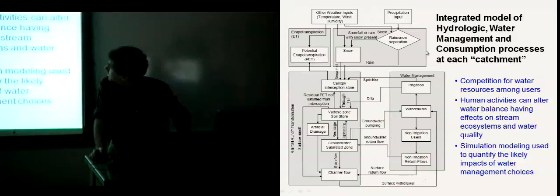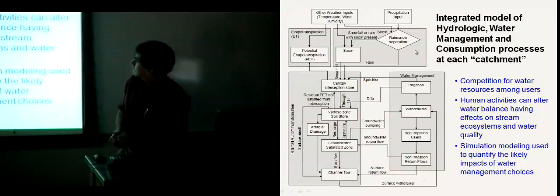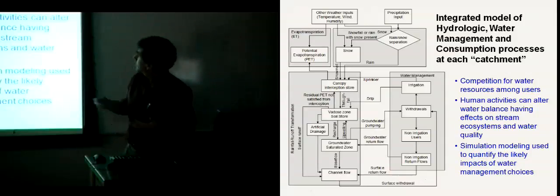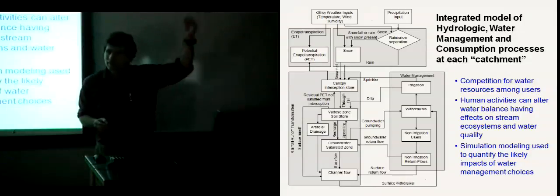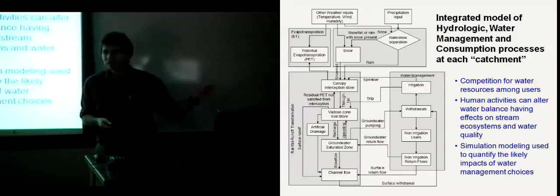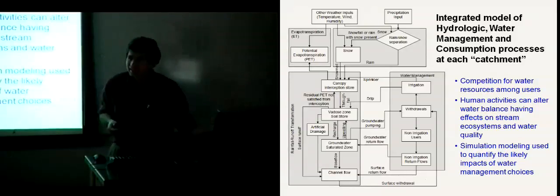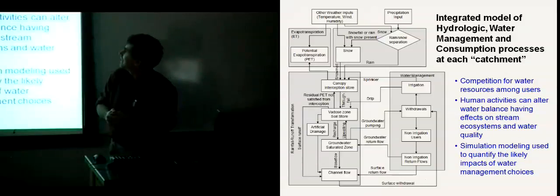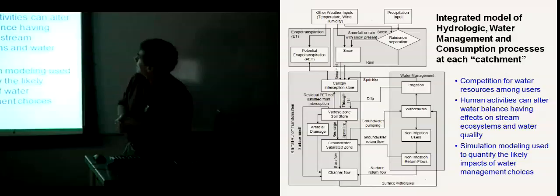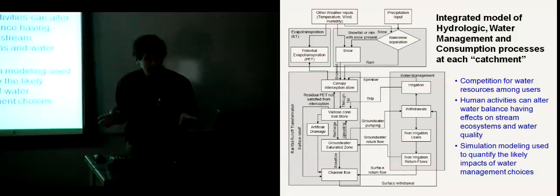Some of the issues that this model was designed to address were competition for water resources among users. When I first started this project, I was really surprised. I mean, this is northern Washington State, one of the wettest places in the country, yet they're squabbling over water. And here we have a team from Utah, one of the driest places in the country, going in to try and help them out. So there was a lot of irony there. But there was competition for water resources among users. Human activities can alter the water balance, having effects on stream ecosystems and water quality.